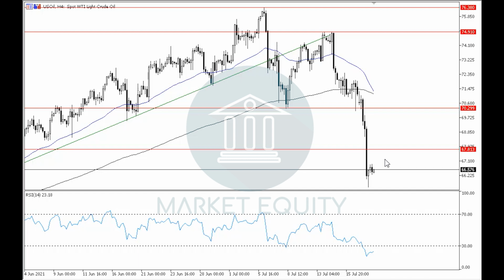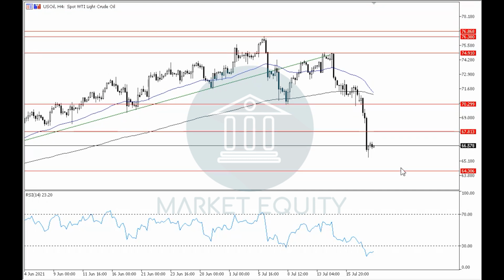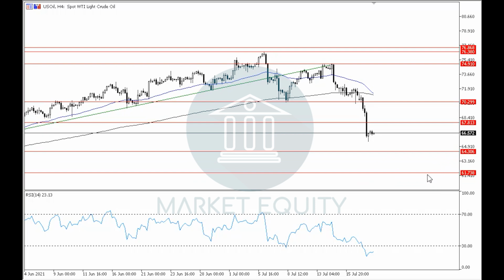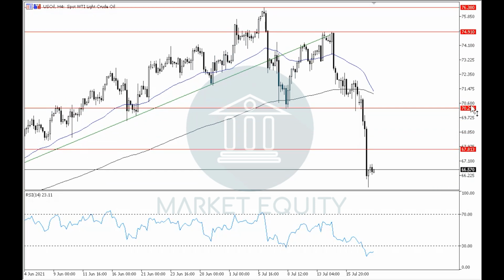The US oil reached and broke down through level 67.80, which by holding below it will support the continuity of the downtrend and the targeting of around level 64.30 and then 61.75 as primary targets in the downtrend.